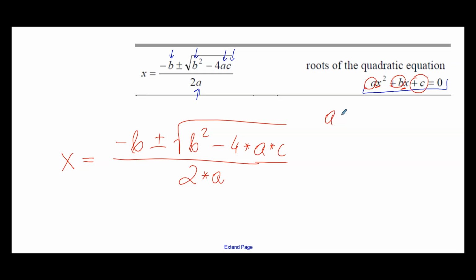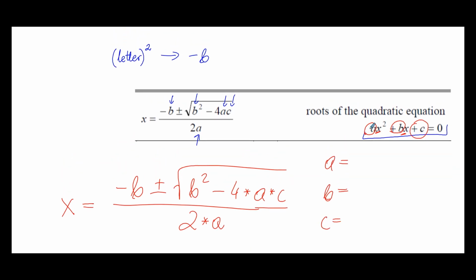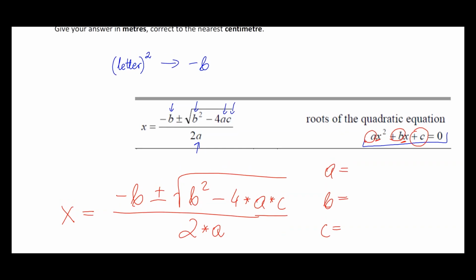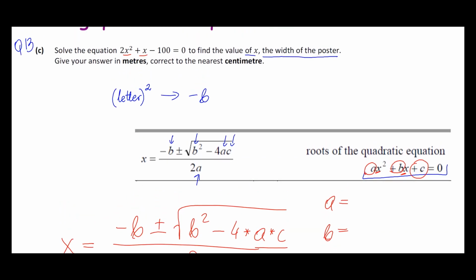So let's write them out. A, B, and C. So again, A, number that stands beside x to the power of 2. Let's see what number stands beside x to the power of 2 in our equation. That's 2. So that means that A is going to be 2. Then B is the number that stands beside x that has no power. Here, we don't have a number really beside x, but when we don't have a number beside a letter, what do we have? 1. Exactly, that's what we have here. And C is the number that doesn't have x beside it.